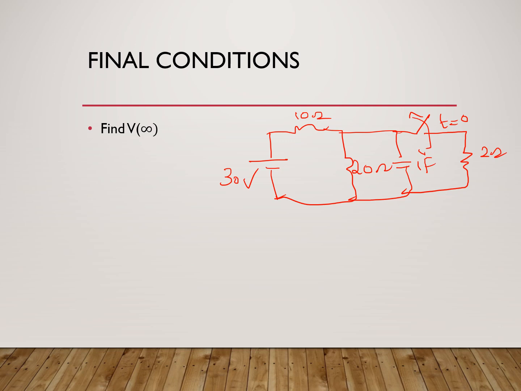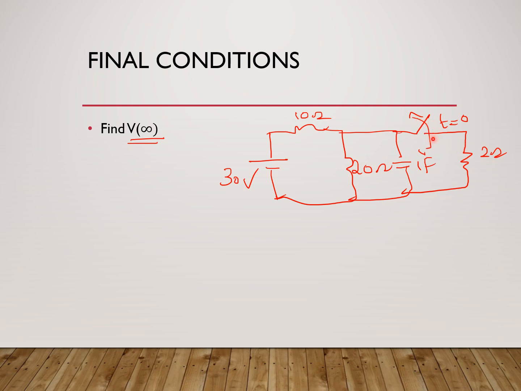Now, you are asked to find V infinity, which means what? After time t is equal to 0. So at time t is equal to 0, the switch is getting open, which means this part is getting open, and we are asked to find V of infinity. Now, what is V of infinity? That is a steady state condition. V infinity means time t is greater than 0, so it happens after time t is equal to 0.